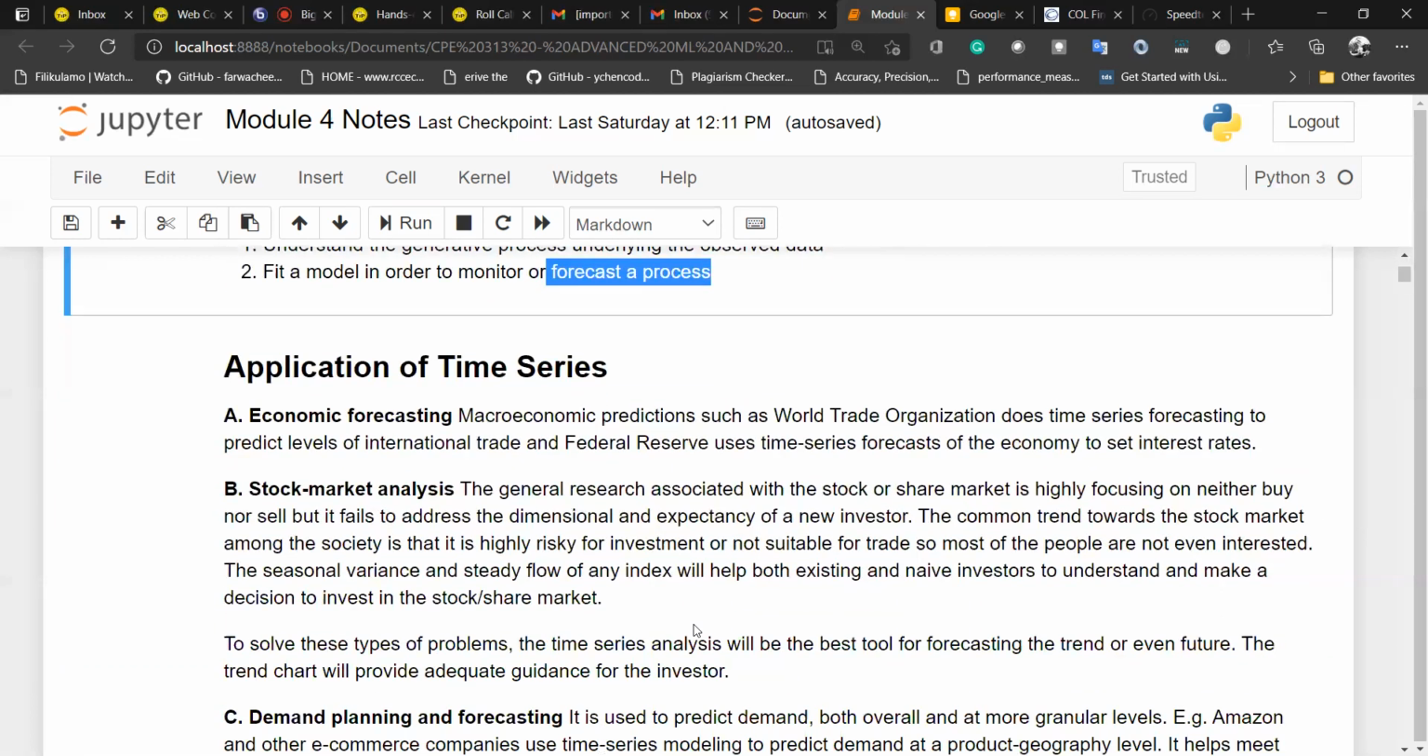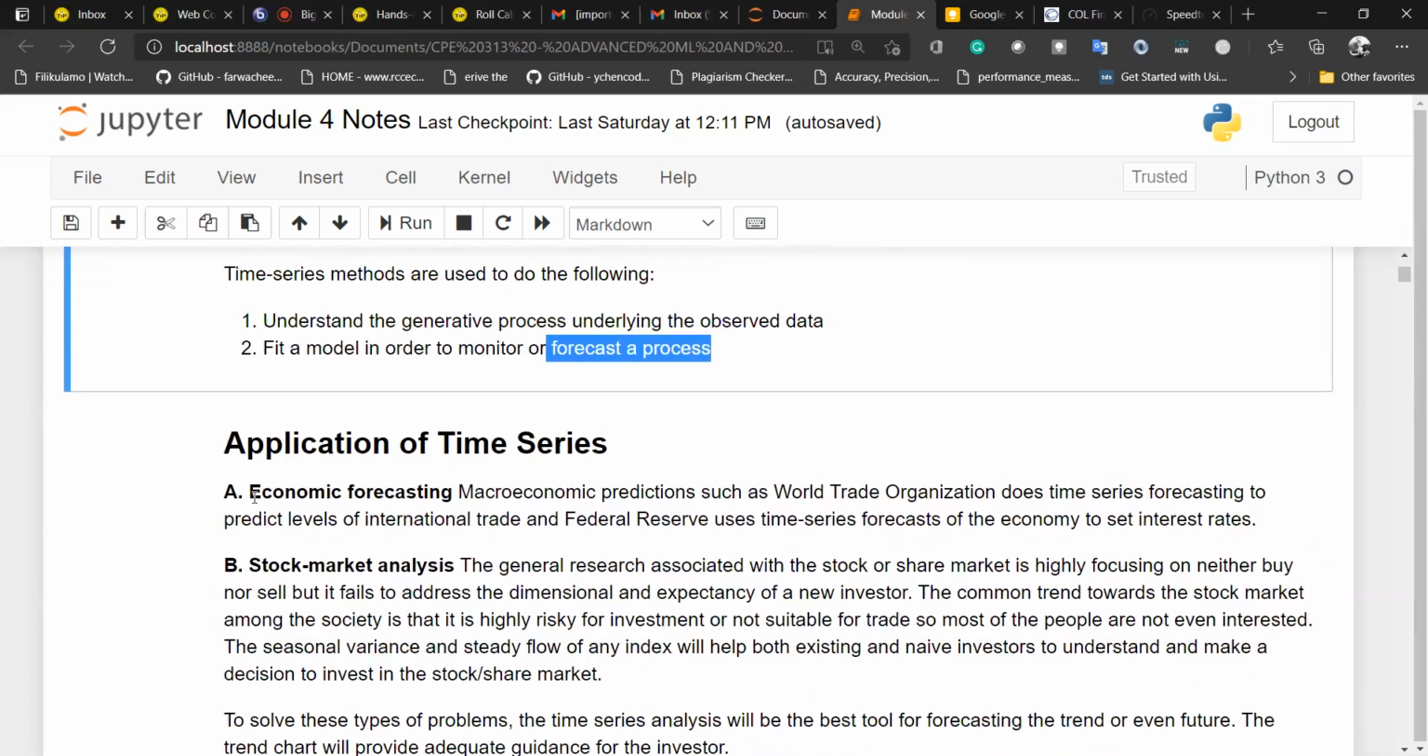So what are the different applications of time series? As said, we can use it for economic forecasting. For example, macroeconomic predictions such as WTO time series forecasting to predict levels of international trade, and the Federal Reserve also uses time series forecasts of the economy to set interest rates.